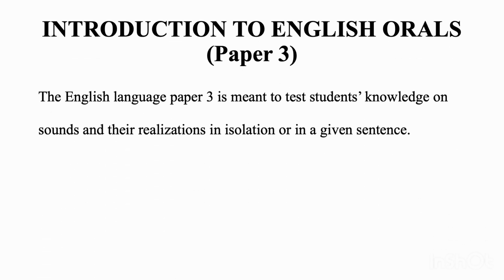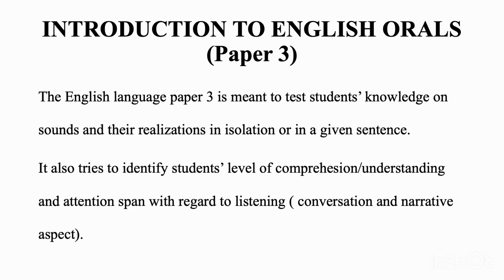The English Language Paper 3 is meant to test students' knowledge on sounds and their realizations in isolation or in a given sentence. It also tries to identify students' level of comprehension or understanding and attention span with regards to listening. That is usually the conversation and narrative aspect. That is test 7 and test 8.